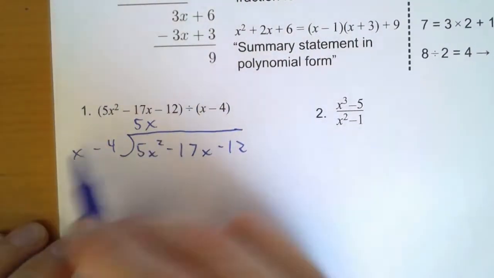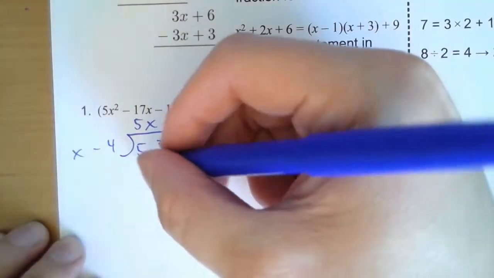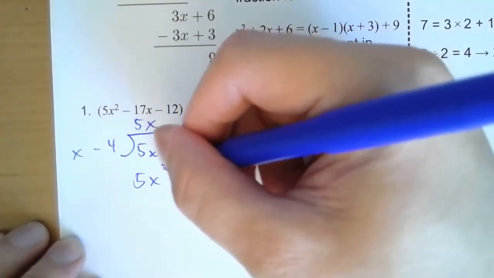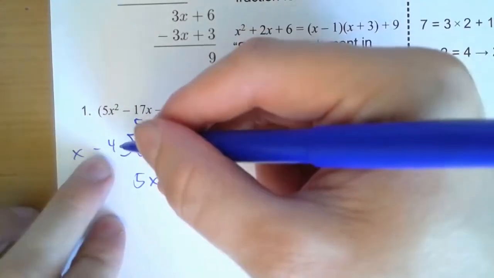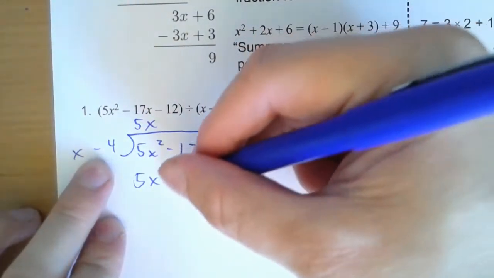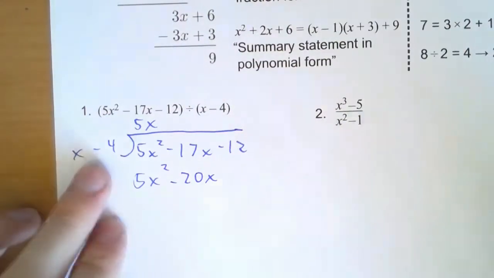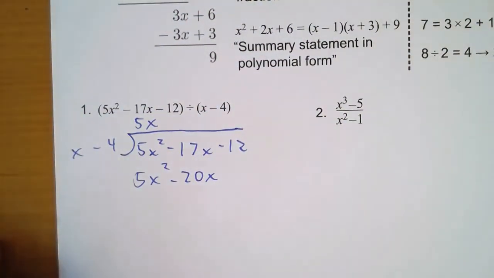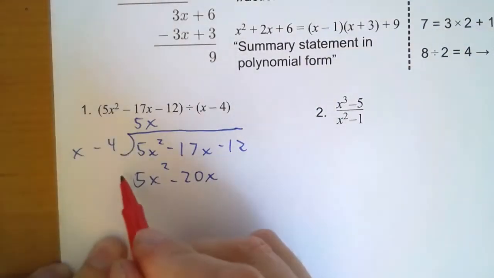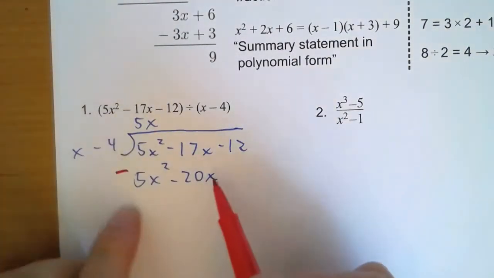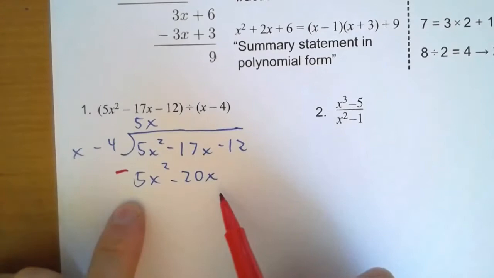And then I need to take the 5x and multiply. And so I need to distribute it. So I get 5x squared here, and then 5x times the minus 4 is minus 20x. Now this is the step that a lot of people will make mistakes on if they're going too quickly. You need to subtract, but you need to subtract this whole thing right here.